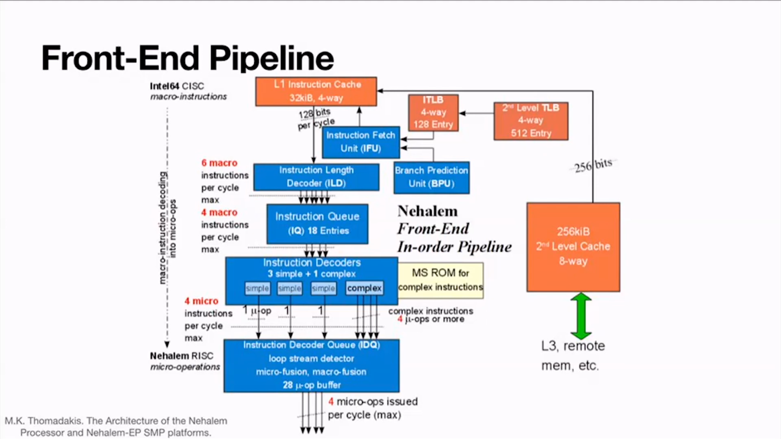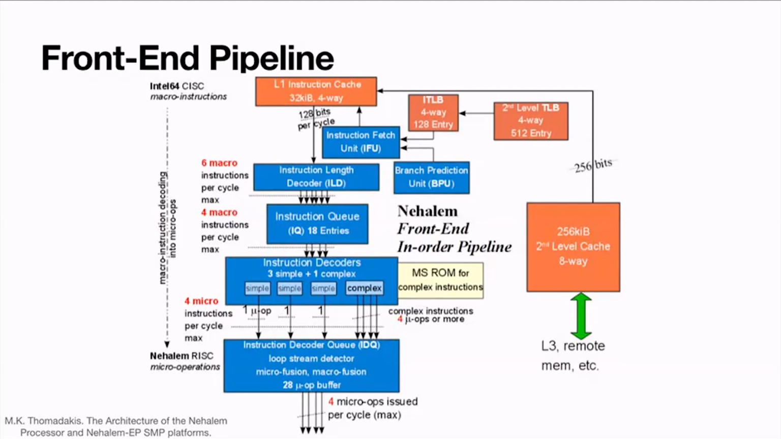And here this also has a loop stream detector. That means, for example, this IDQ has 28 entries. A simple case is, let us say I have a loop in my program, and all the instructions of that loop, if you put together, is less than or equal to 28 micro operations.